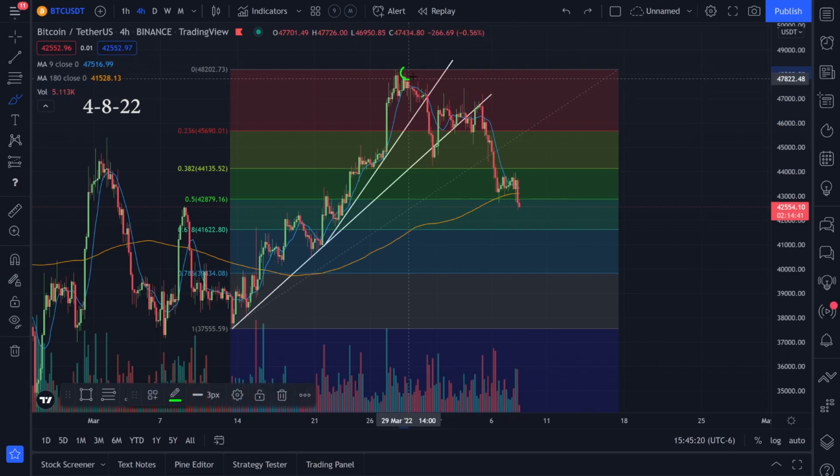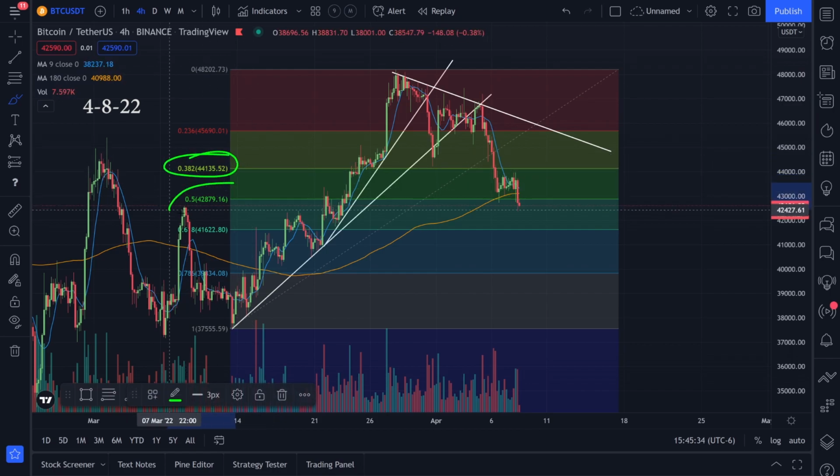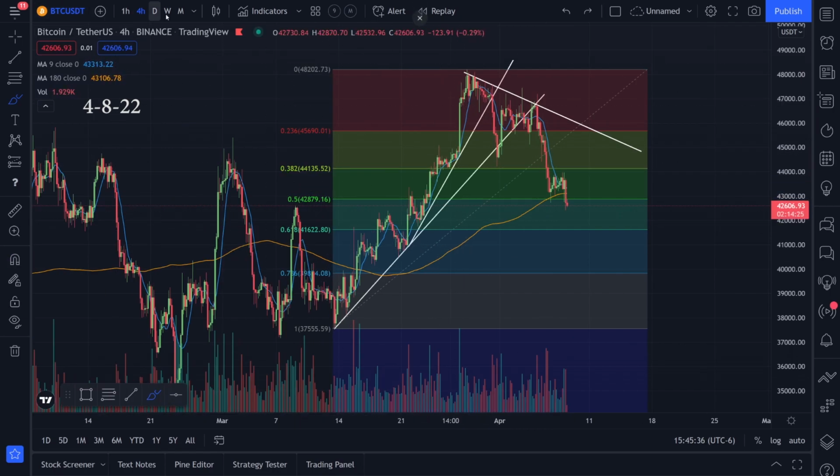I was also watching this resistance. Let's go ahead and draw a downtrend. I was watching something like this, and I was saying until we break this downtrend going to the upside, I'm watching the Fibonacci retracement levels and the previous supports on the daily time frame.